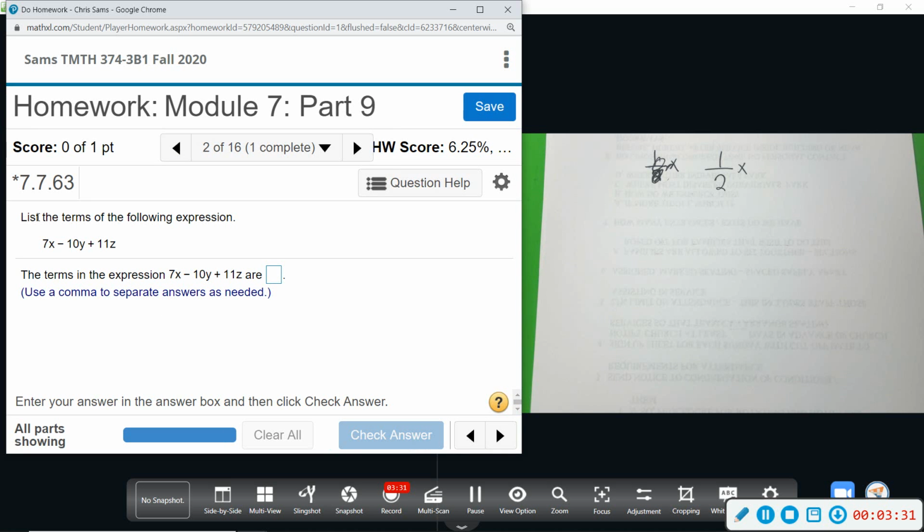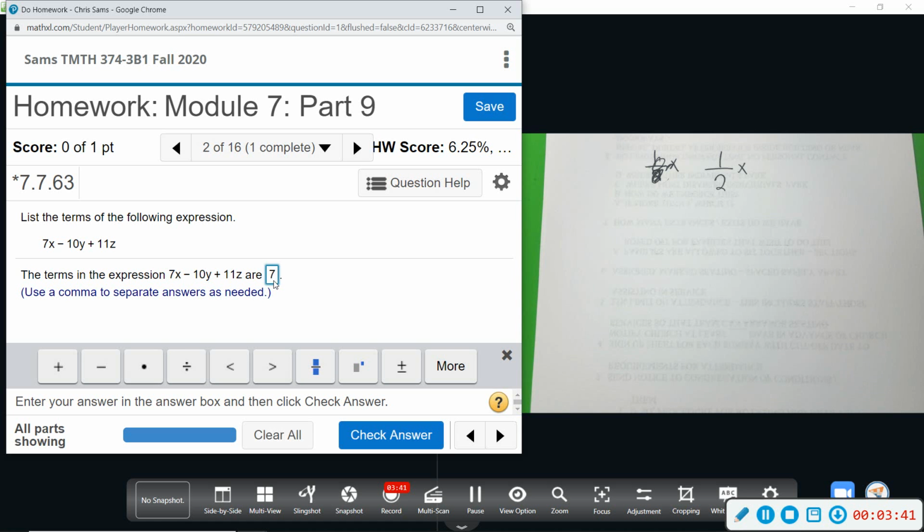All right, number 2, list the terms of the following expression. So again, we're going to list the terms. So here's where you need to be careful. The 7x out front is positive, so I'm going to do 7 and then x. My next term is 10y. It has a minus sign in front of it, so this is going to act as a negative 10y, and that's how you need to insert it.